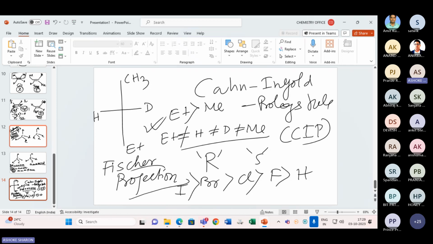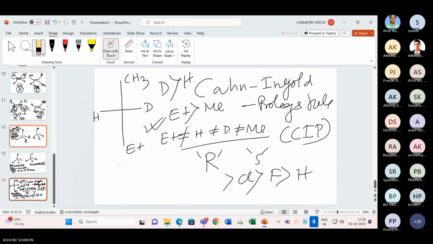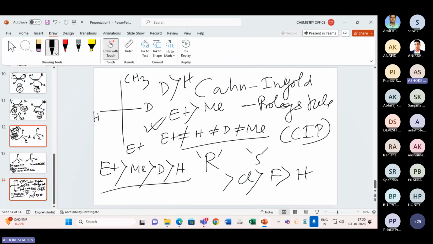Suppose hydrogen and deuterium are there, two isotopes. In that case deuterium will get the priority over hydrogen. But definitely, if you consider the series here, ethyl will have more priority than methyl, then deuterium, then hydrogen. Clear? So this is the number one criterion.